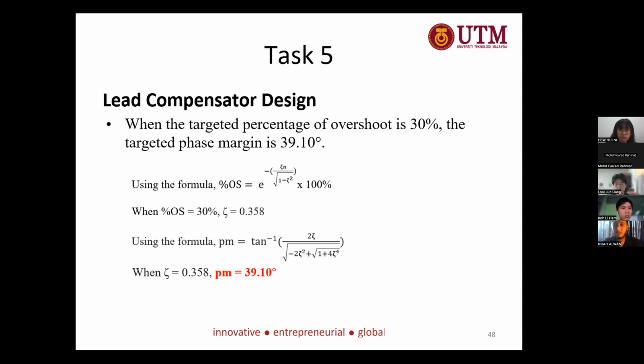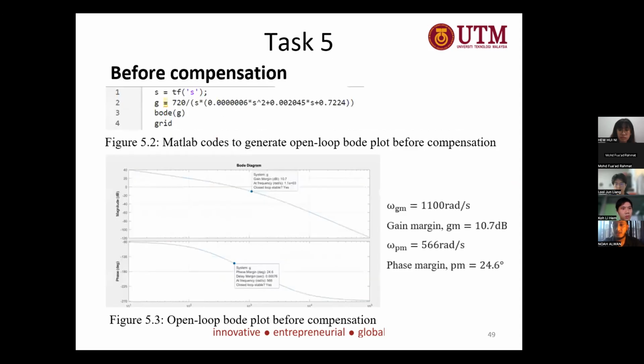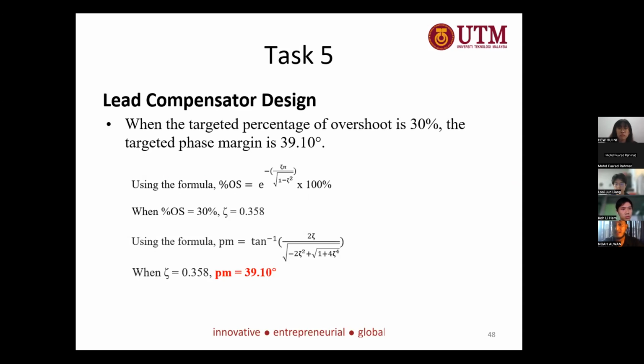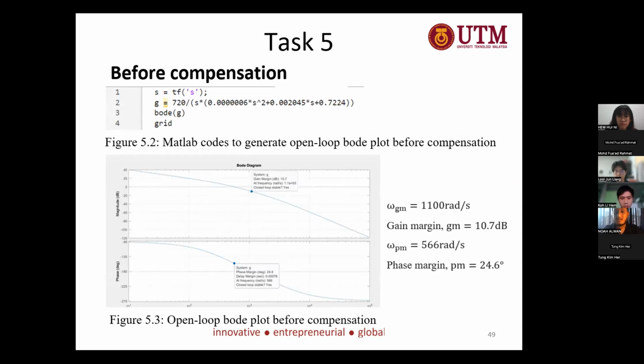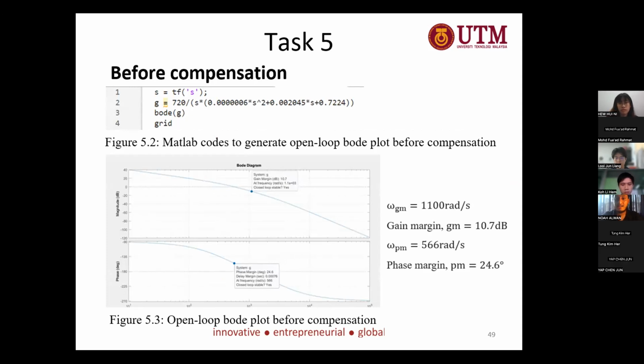So we have to use the formula to obtain the zeta. We got the zeta here, 0.358. Also for the phase margin out from the zeta, we got 39.10. Next. So here we have the system before compensation. We can see here the code we used in MATLAB. And here is the open loop Bode plot before compensation. We get the gain margin frequency 1100 radian per second, gain margin 10.7, phase margin frequency 566, and phase margin 24.6.